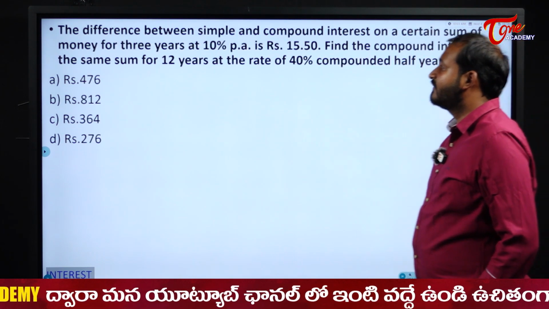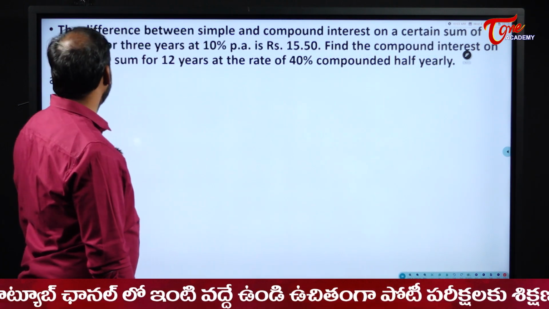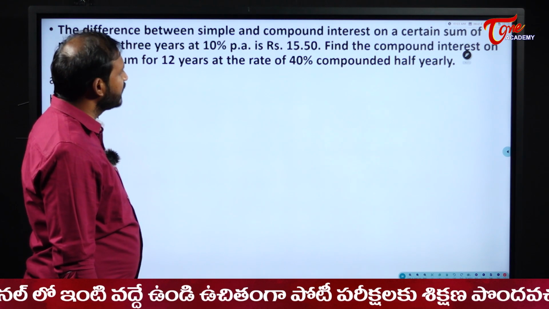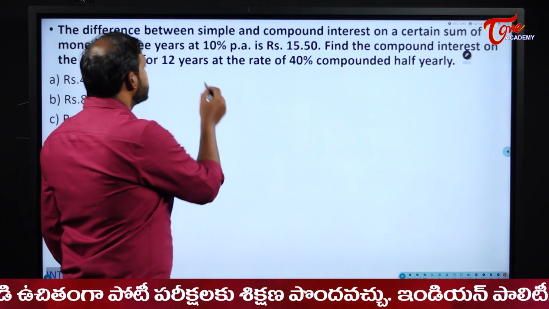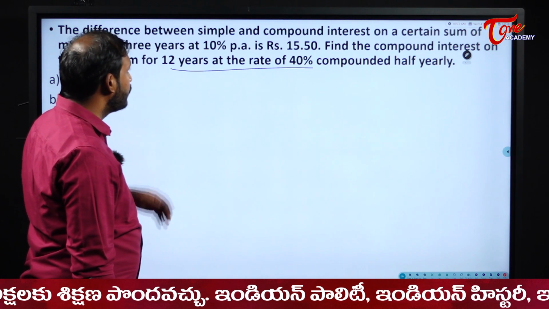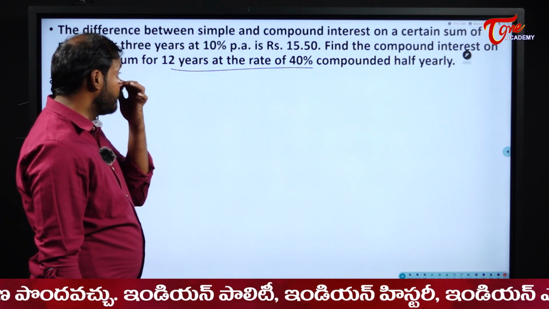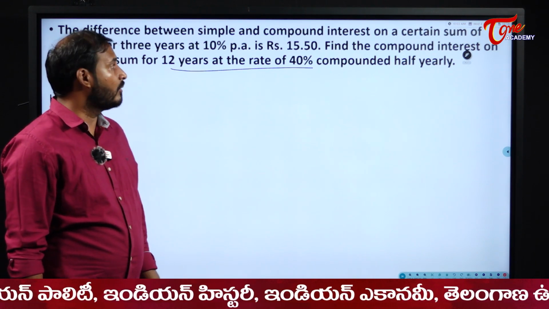Next one. The difference between simple interest and compound interest on a certain sum of money for 3 years at 10% per annum is 15.50. Find the compound interest on the same sum for 12 years at the rate of 40% compounded half yearly. Compounded half yearly. Okay. Now see here, find the compound interest on the same sum for 12 years at the rate of 40% compounded half yearly.